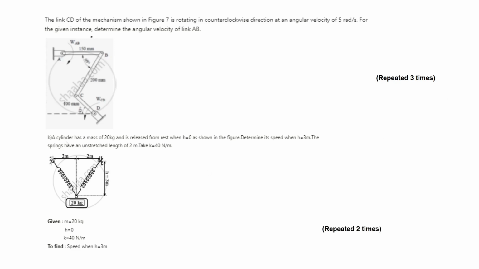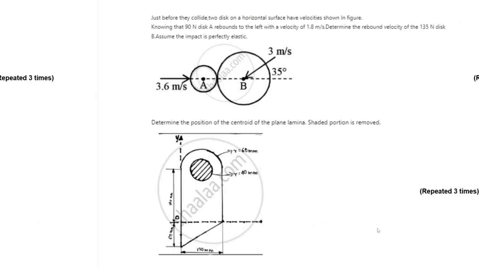Next question is: a cylinder has a mass of 20 grams and is released from rest. It's a practical question, so this will come, but the values here will be changed a little bit. So you just see the answer in the link which we will provide. Then you can see the answer and get the concept of how this question is solved. And this question is almost repeated 2 times.